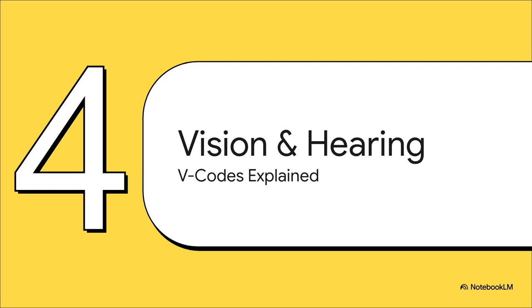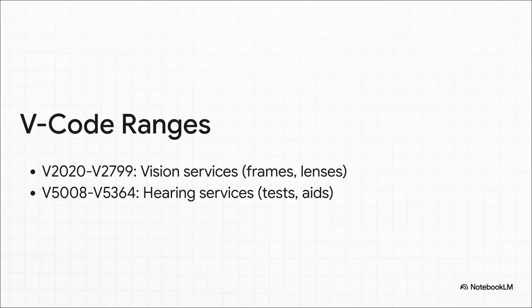Jumping into number 4, vision and hearing services are V-codes. These ranges cover your auditory and visual supplies. The V2020 through V2799 series covers vision. Everything from standard frames and single, bifocal, or trifocal lenses to contact lenses and complex ocular prostheses. Then the V5008 through V5364 series covers hearing. This includes the initial hearing screening tests, the actual hearing aids themselves, and the fitting and dispensing services.